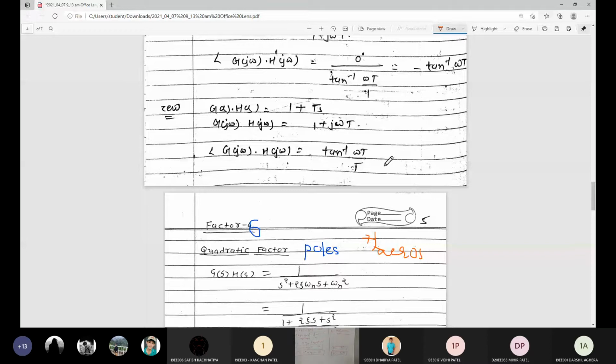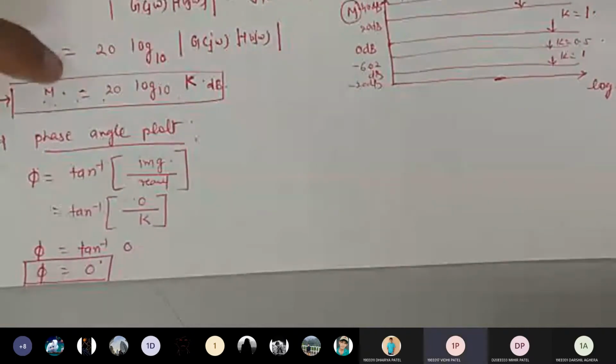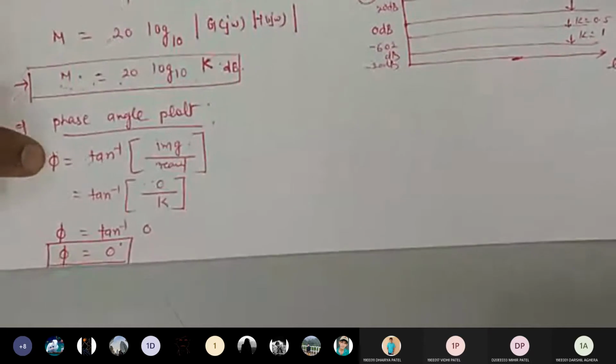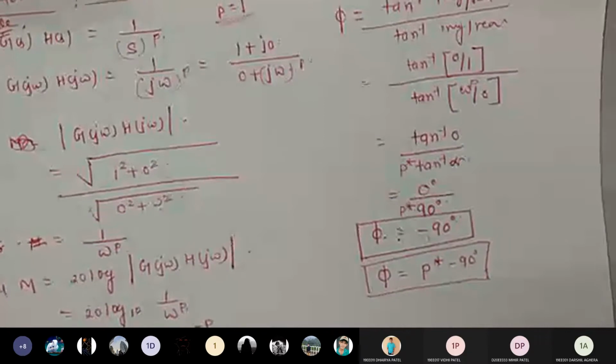What is the contribution made by K? Contribution made by K, what is the magnitude equation? Write it down. For the K factor, it is 20 log K. And the phase angle phi is 0 degree. So the contribution made by K: magnitude is 20 log K, phase angle is nothing but 0 degree. Done.